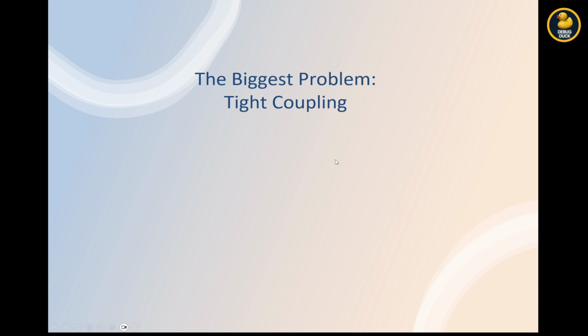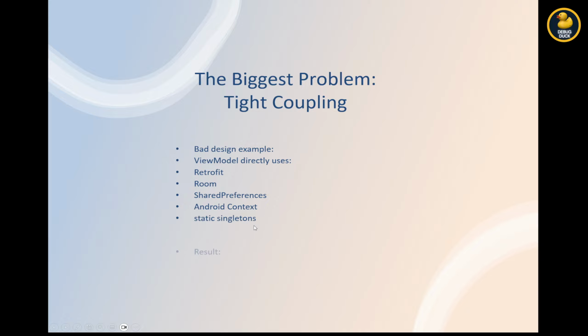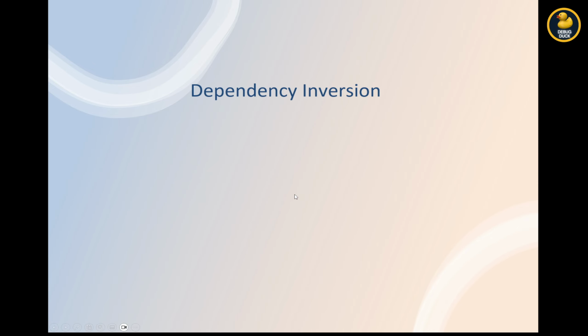The biggest problem, the tight coupling. Bad design example: the view model directly uses Retrofit, Room, and SharedPreferences, Android context, static singletons. The result is you can't test anything without running the whole application.